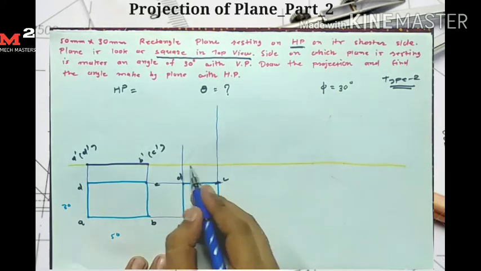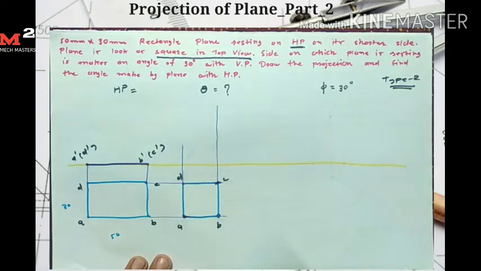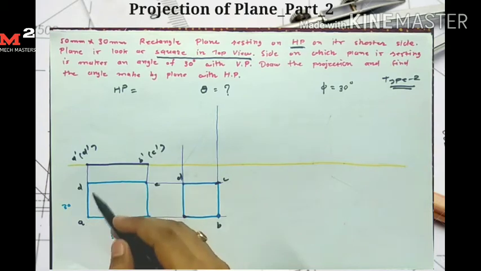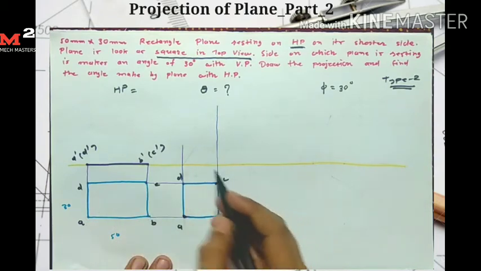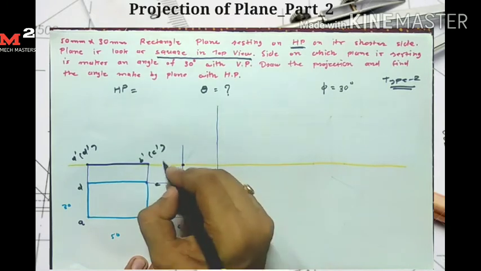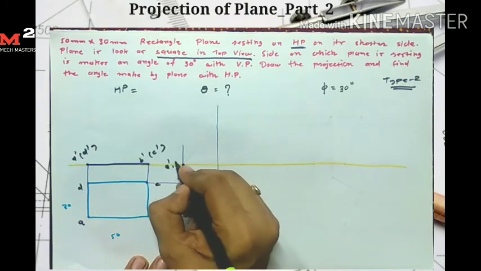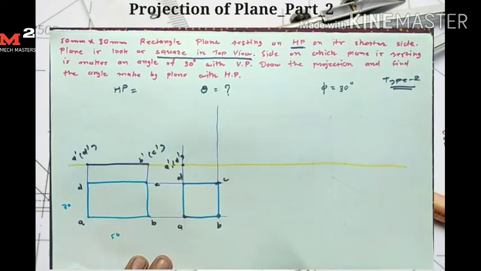Okay, I get my A point and B point here because my plane is resting on side AD. Point AD is always on the reference line, so I take AD here. So here I get my points A dash, D dash. D dash is a hidden point.